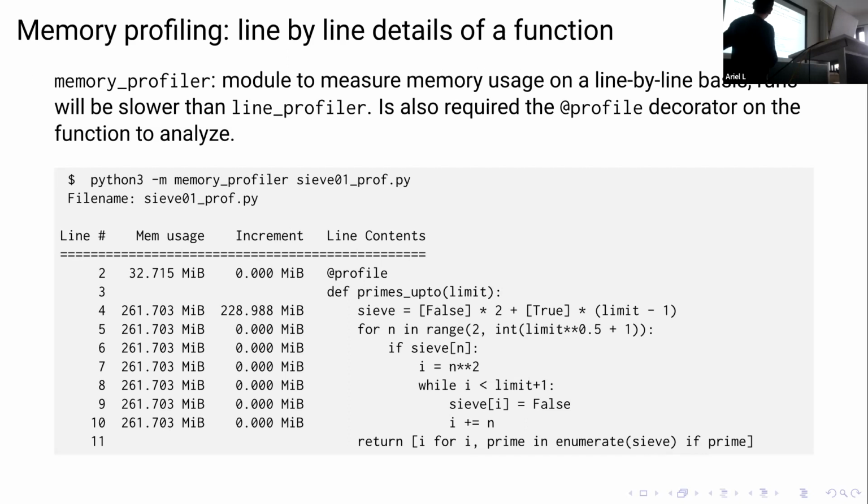Then when I enter the function, I have a delta of almost 230 megabytes after executing this statement in which I create my list of 30 million elements. And after I created that, I don't have any more deltas, because what I'm doing afterwards is just moving through that list and crossing out. But I'm not allocating any more objects in memory. So this is the kind of information that it will provide.